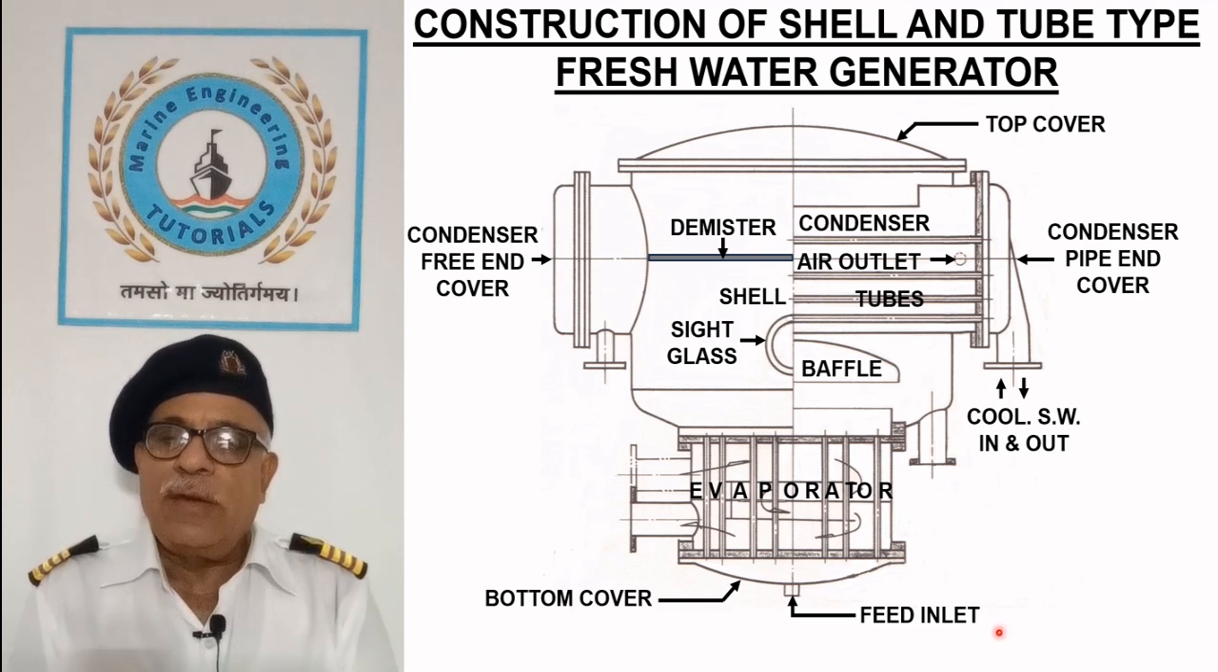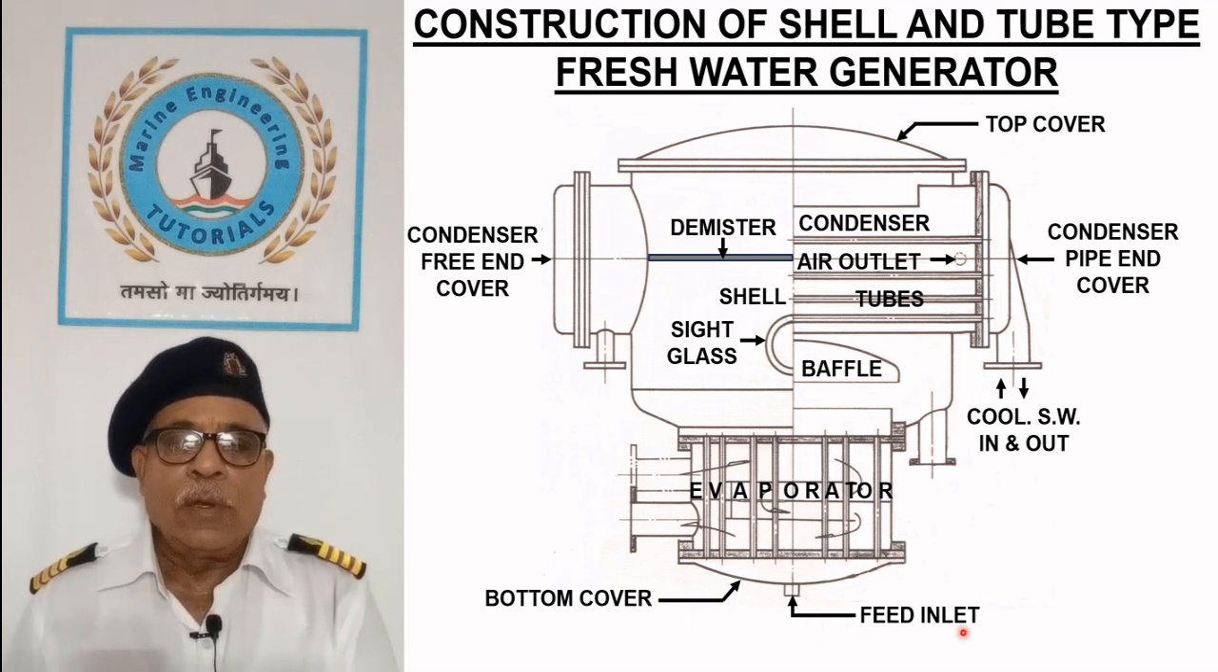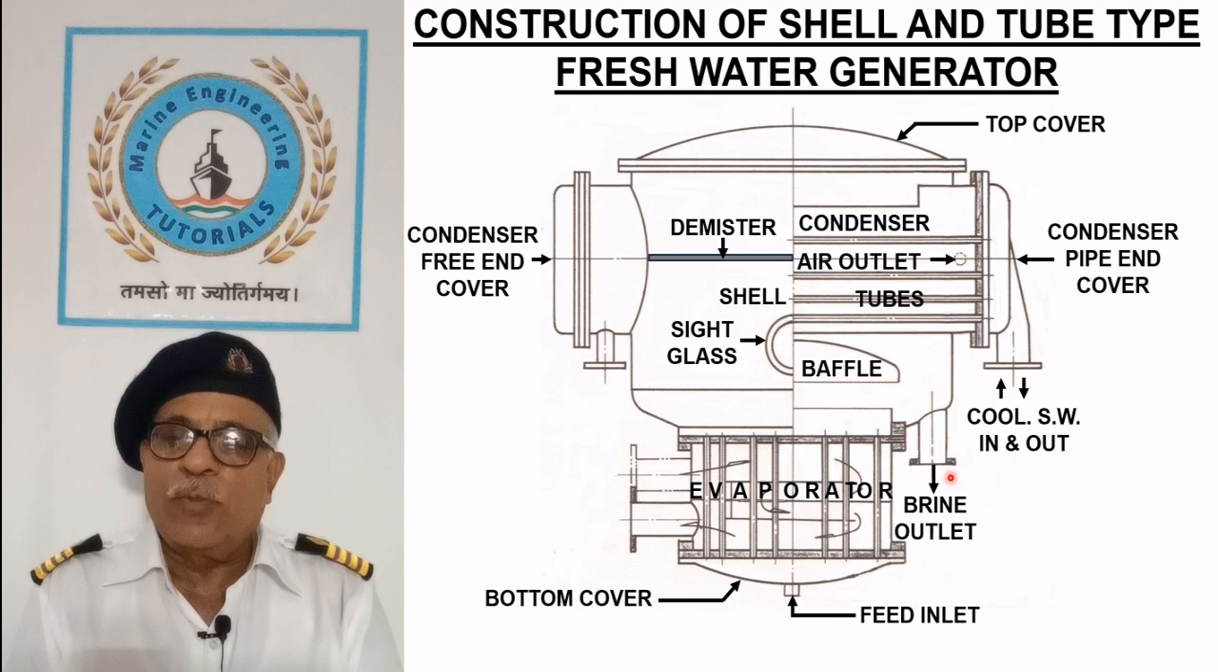Seawater feed is supplied to the evaporator from the bottom cover of the freshwater generator. Excess seawater feed supplied to the evaporator is removed as brine from its outlet through the brine ejector.